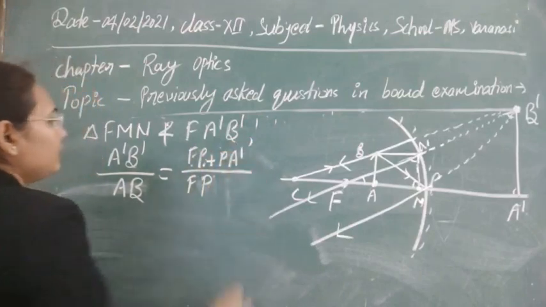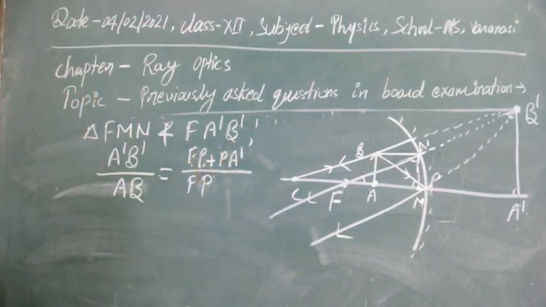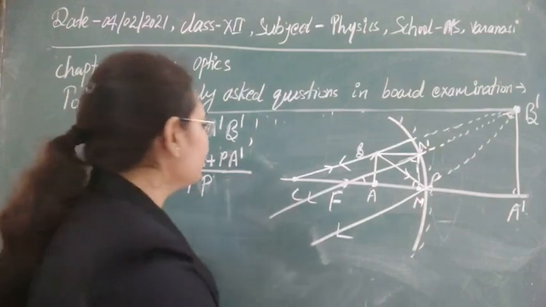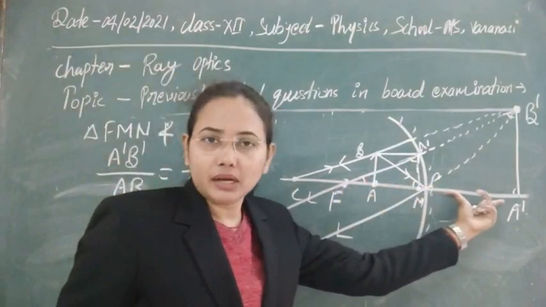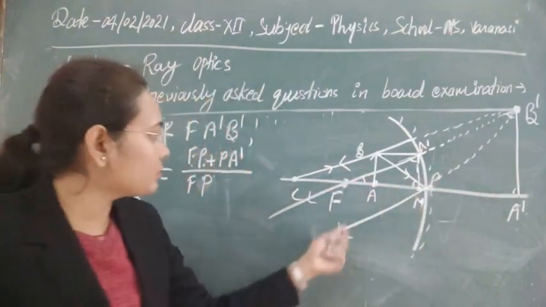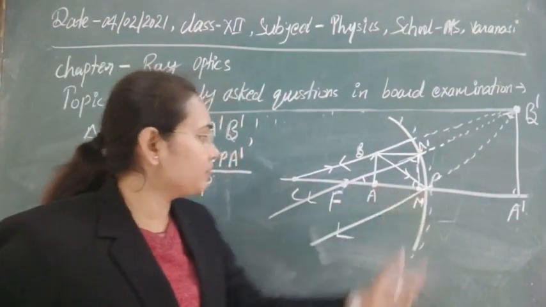Why are we doing so? Obviously we can write down the values: FP is the focal length, PA dash is the image length, and we will see this point later also.